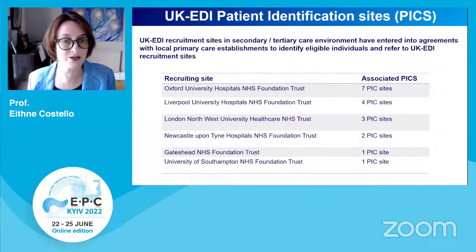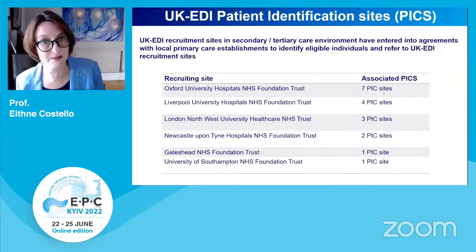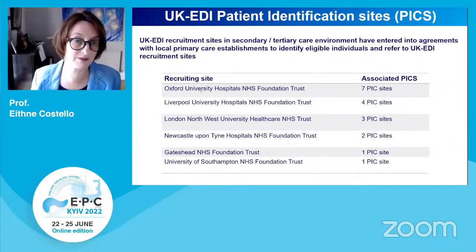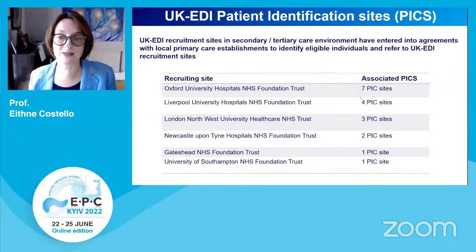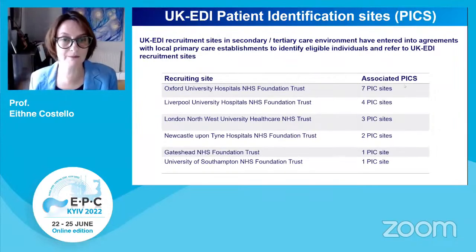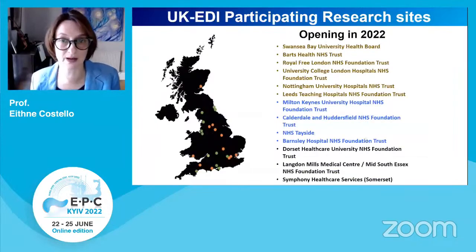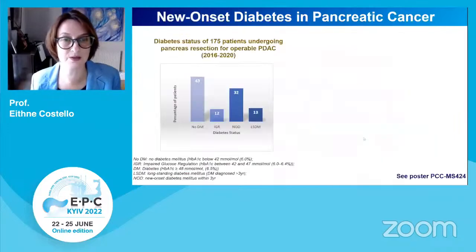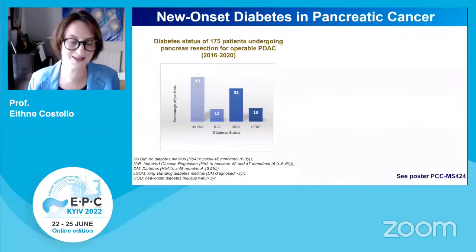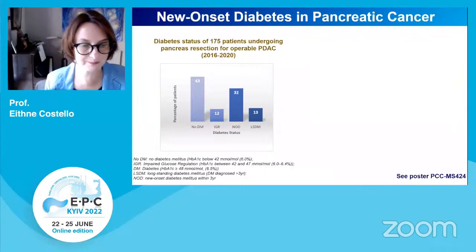A number of the sites that I've mentioned have affiliated patient identification sites, and these are normally primary care sites associated with the hospital trust. So in total, if we count the sites that I've just shown you and the PIC sites, we have a total of 33 sites open at the moment in the UK, and we have plans to open further sites as we go.